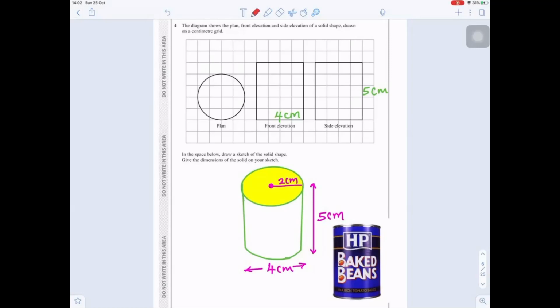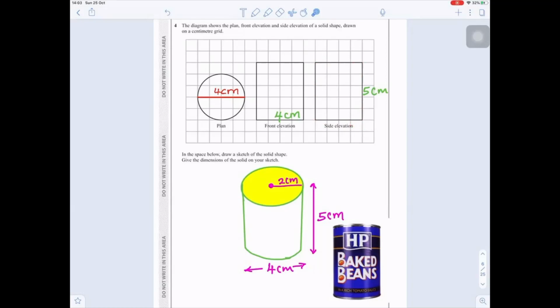So the solid, if you look from the top, a bird's eye view, you see a plan, and the diameter is 4 centimeters. And when you look from the front, you will see a shape which looks like a rectangle. And if you look from the side, you will see a shape which looks like a rectangle as well.